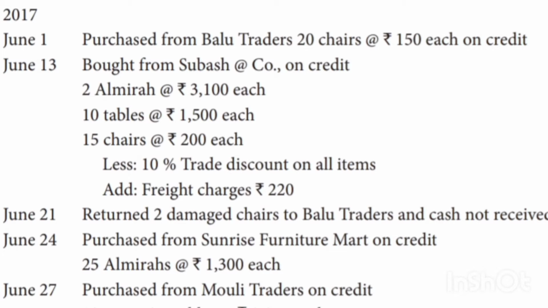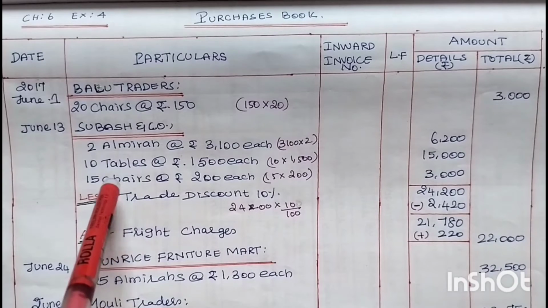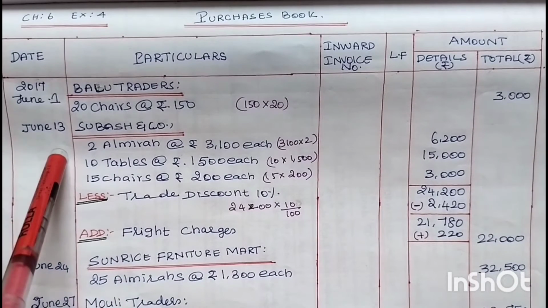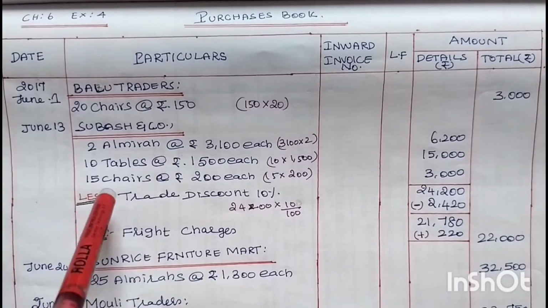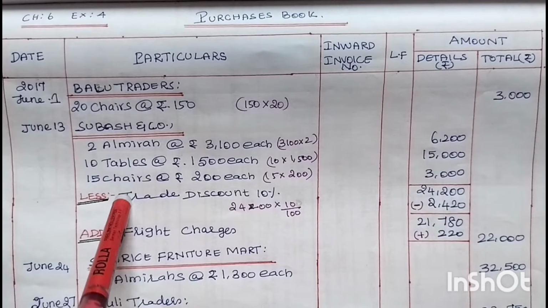Bought from Subhash and Co. on credit. So what does this transaction tell us? This transaction clearly tells us this is a credit purchase. So we have to enter this transaction into the purchases book. So let's take the purchases book dated June 13. Supplier name is Subhash and Co. The items are given below: 2 almirah at rupees 3100 each, 10 tables at rupees 1500 each and 15 chairs at rupees 200 each. Okay, and less 10% trade discount on all items, add freight charges rupees 220.